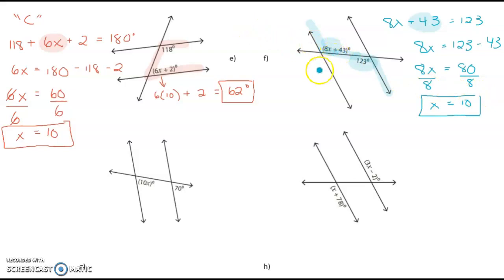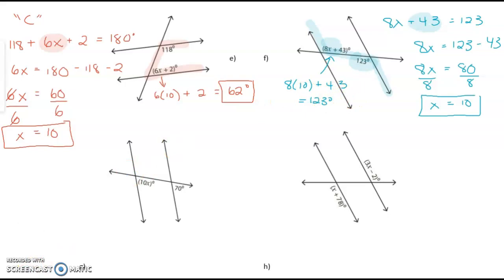So now we can solve for this angle right here. Okay, so it's going to be 8 times 10 plus 43. And 8 times 10 is 80. 80 plus 43 gives us 123 degrees.